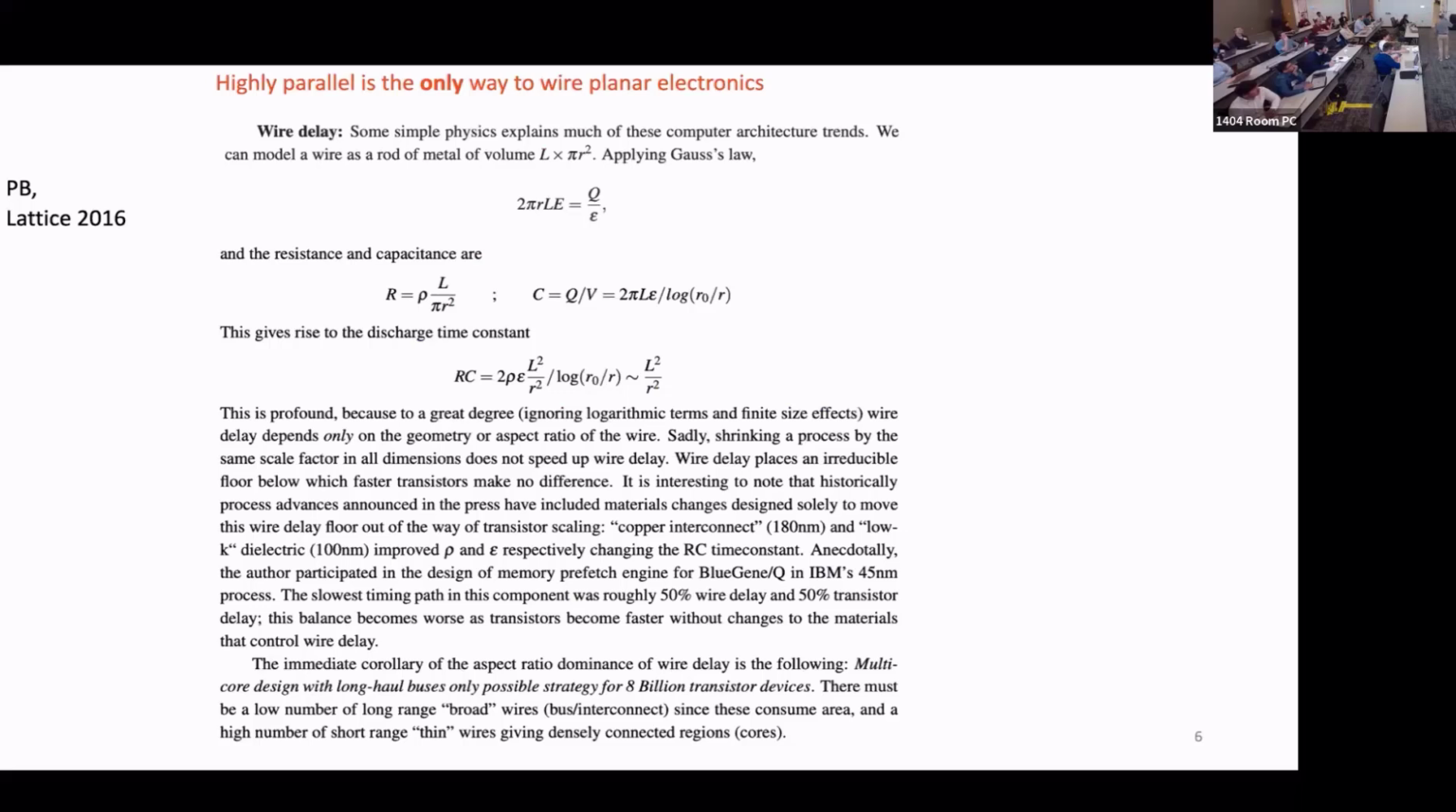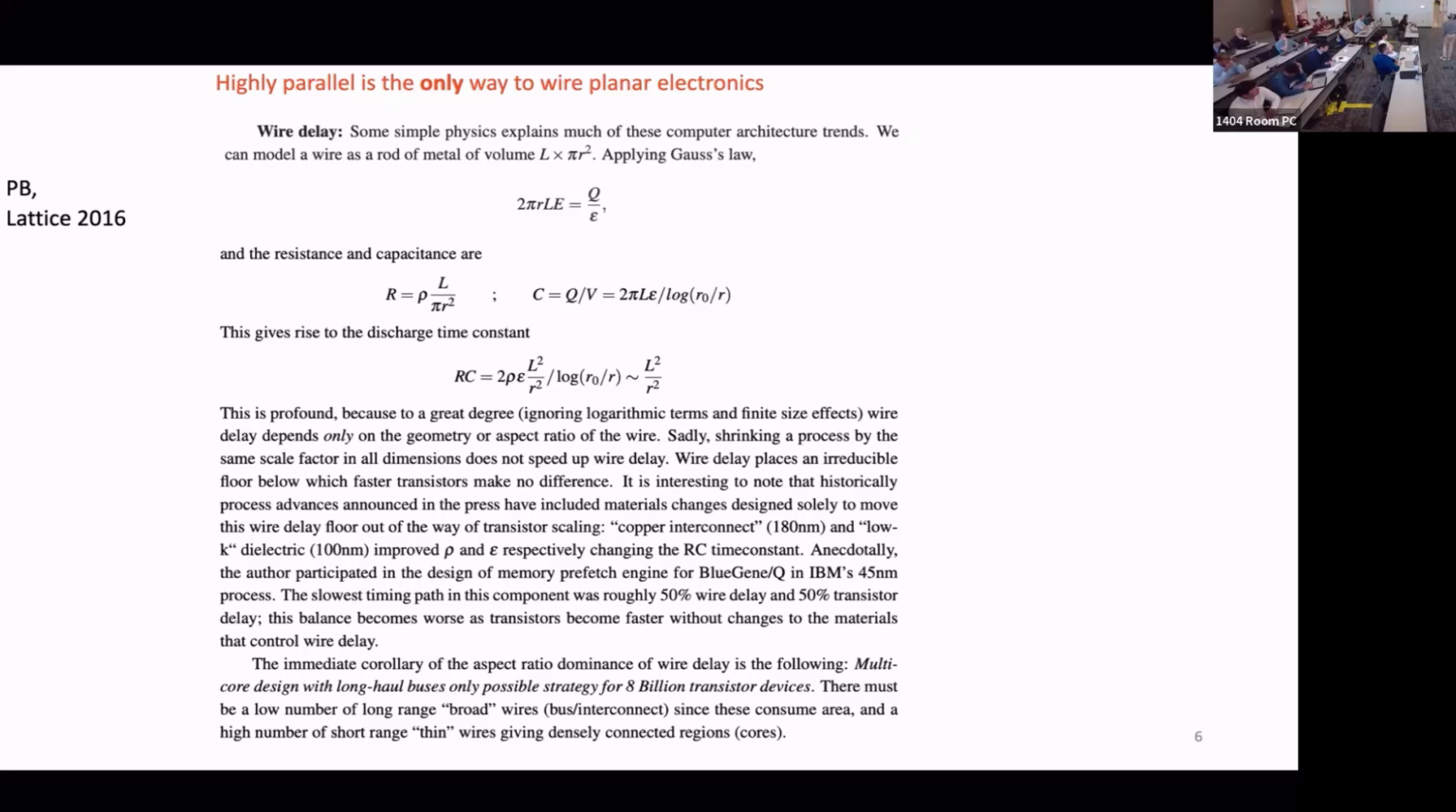Okay, this is just a bit of electronics. This is from my 2016 lattice talk, but the point is, if you think of the RC, we all know RC capacitors discharging and all of that, right? If you take the resistance and capacitance of a semi-infinite cylindrical rod in a dielectric medium, the resistance is L over pi r squared. You know the capacitance because you can apply Gauss's law, get the electric field, integrate that, get the potential, and then you have the capacitance.